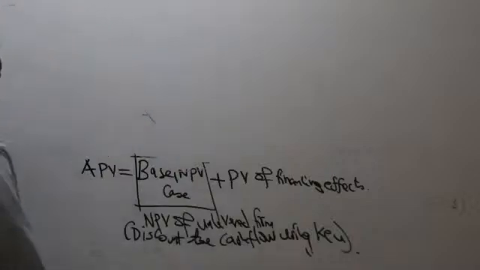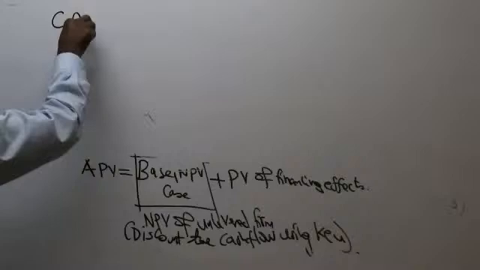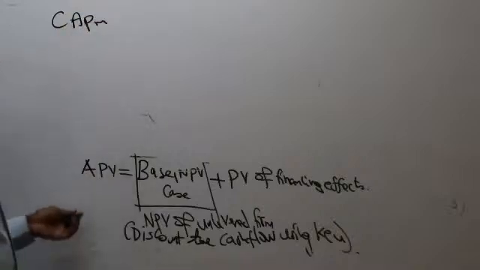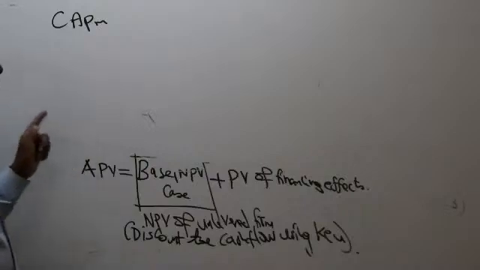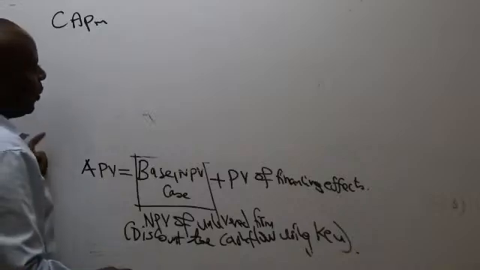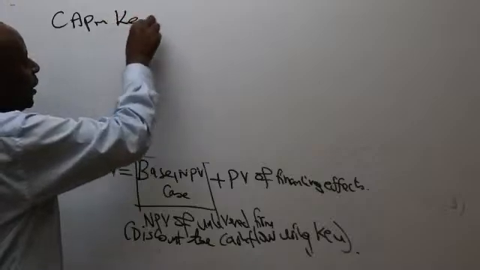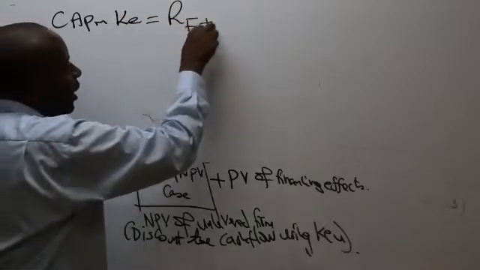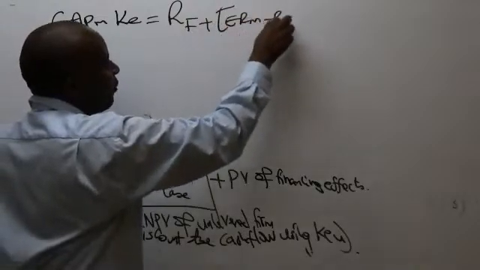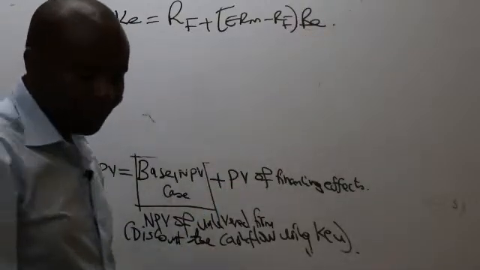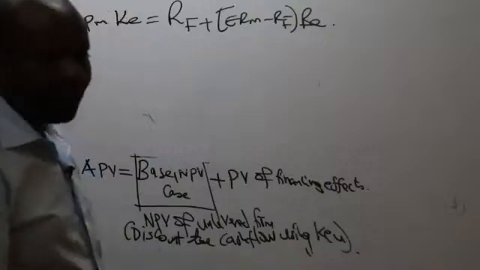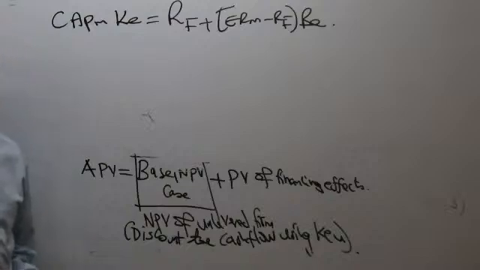we can get cost of equity using CAPM. We know one of the functions of CAPM, and this was asked just the other semester when they asked us to give them a list of the uses of CAPM. Ladies and gentlemen, CAPM is used to calculate cost of equity. So our CAPM cost of equity will always be obtained by taking risk-free plus ERM minus risk-free multiplied by beta what here, somebody? Multiplied by beta equity.